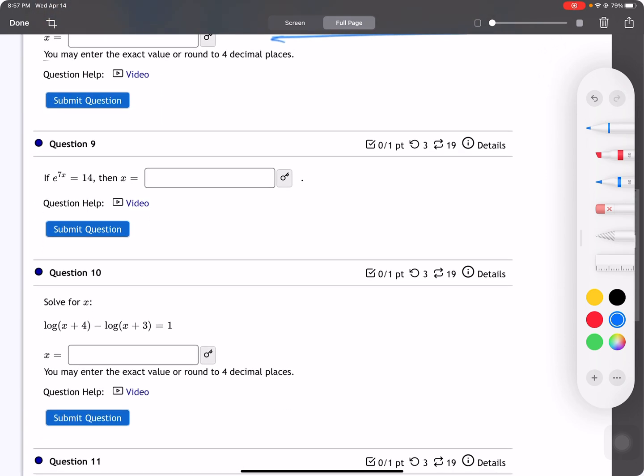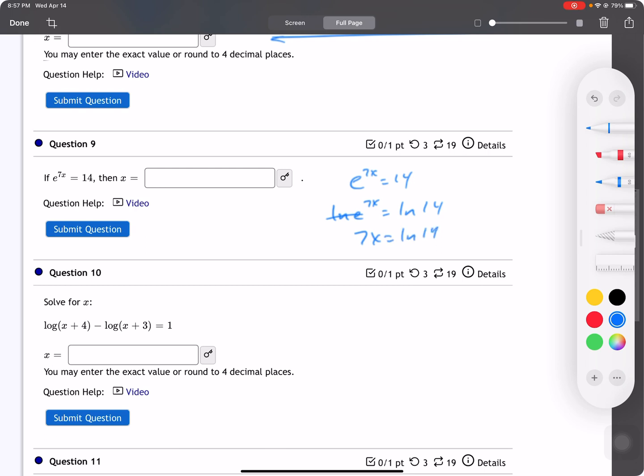Okay, so next one, e to the 7x equals 14. To solve for this exponent here, we're going to use our special log for e's. That's natural log: ln of e to the 7x equals the natural log of 14. And that's the inverse of our base of e. Those cancel out, leaving me 7x equals ln of 14.